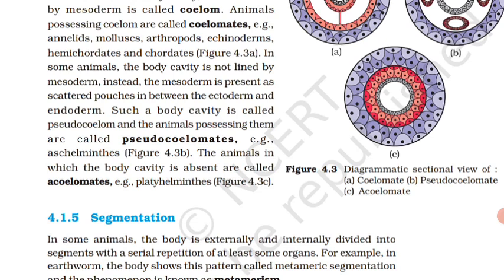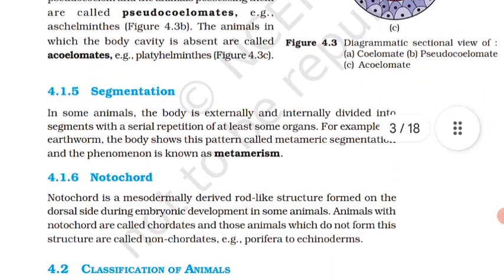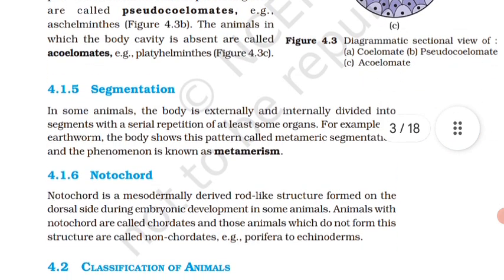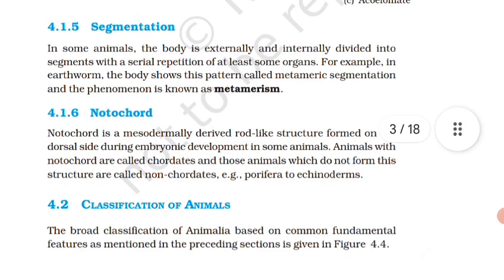In some animals, the body cavity is not lined by mesoderm. Instead, the mesoderm is present as scattered pouches in between the ectoderm and the endoderm. Such a body cavity is called pseudocoelom, and the animals possessing it are called pseudocoelomates. Example: aschelminthes. The animals in which the body cavity is absent are called acoelomates. Example: platyhelminthes.